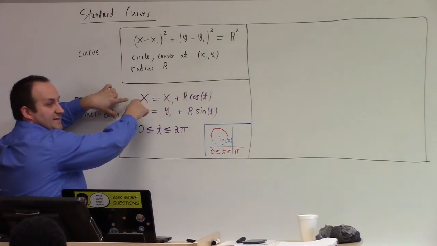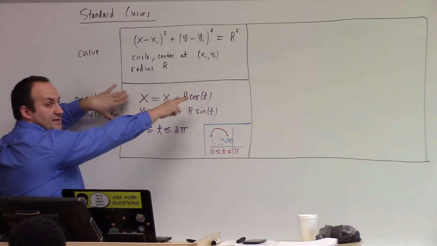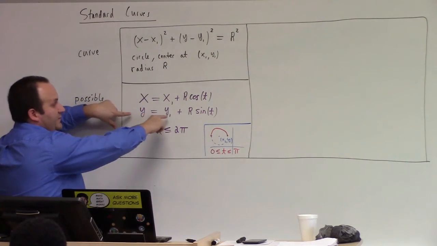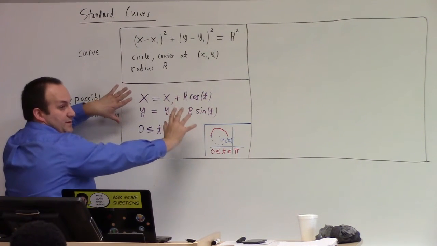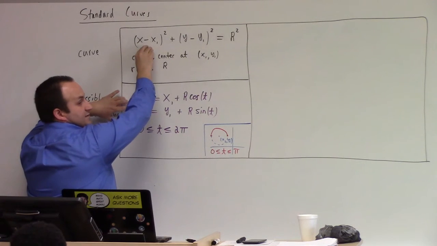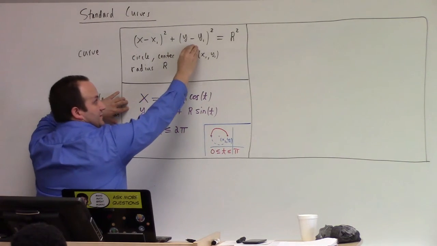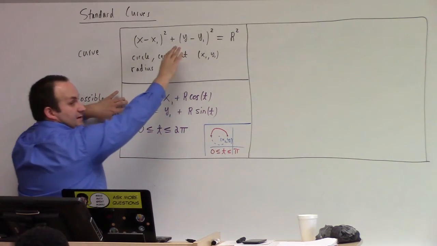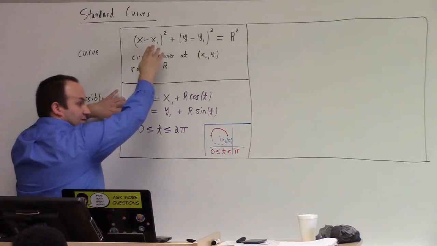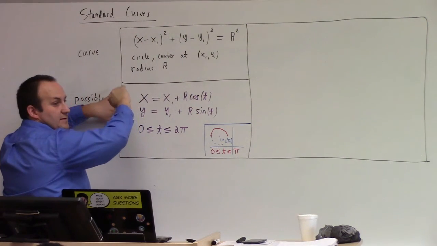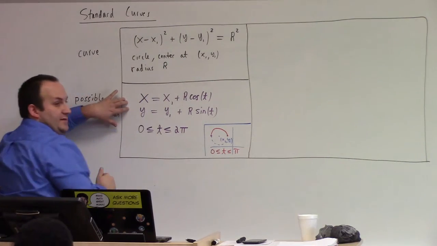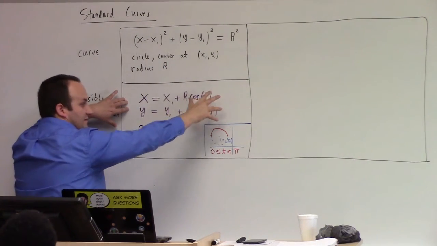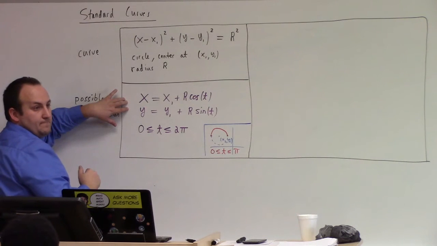If I take x minus x1, what do I get? I get r cosine t. If I take y minus y1, I get r sine t. So if I plug those in here, I get r cosine squared t plus r sine squared t. So I get cosine squared plus sine squared, which is 1. So I get r squared, which is equal to r squared. In other words, plugging these equations in, they work.